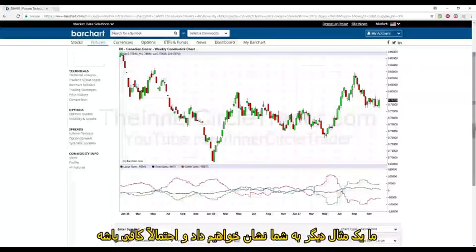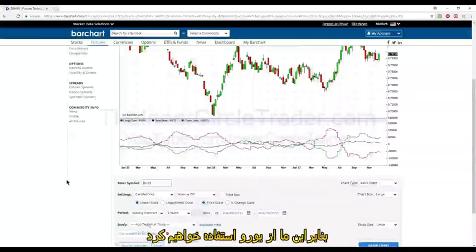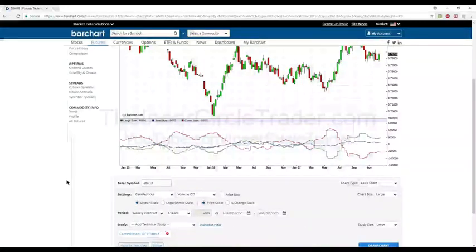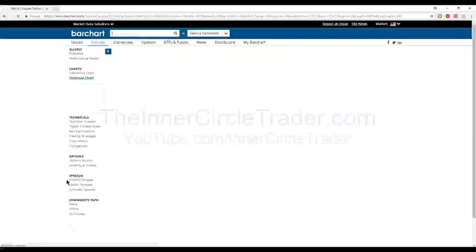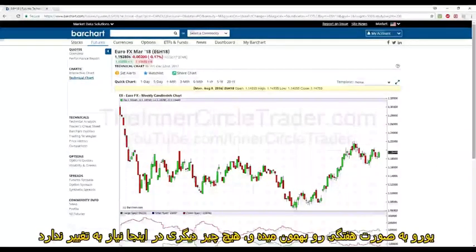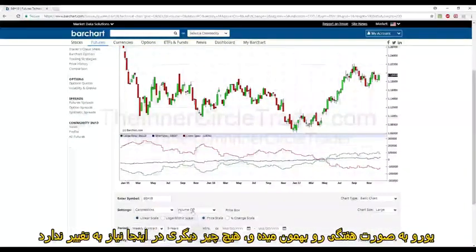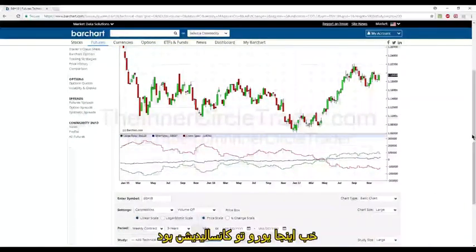I'm going to show you one more example, and we'll probably have seen enough. All right, so we're going to use the euro. Just changing that first letter to an E gives us the euro on a weekly. Nothing else needs to be changed down here. So we have, again, the euro in a consolidation.